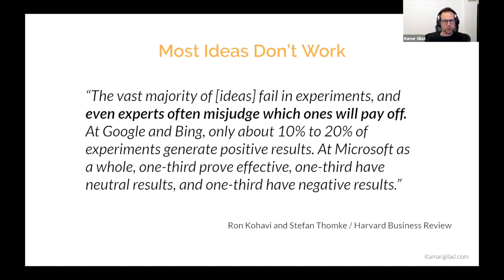At Google and Bing, only about 10 to 20% of experiments generate positive results. At Microsoft as a whole, one third prove effective, one third have neutral results, and one third have negative results. So here's another bit of information I want to tell you. Having 30% successful ideas is a fantastic ratio. Very few companies actually reach it.